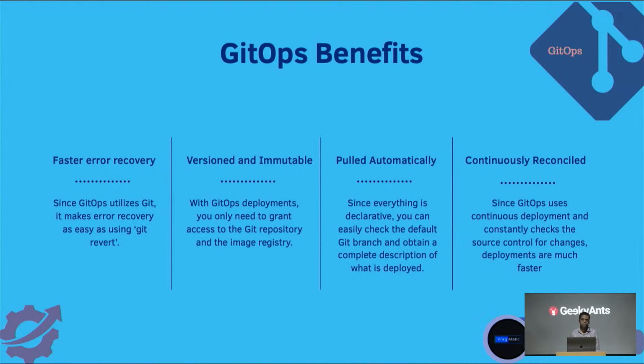So if something fails, it's as simple as going in and doing a Git revert, and then you're sorted. You don't have to get into a very separate monitoring system or anything like that. You can just use the traditional Git tools to debug what's wrong and what has happened in that space.